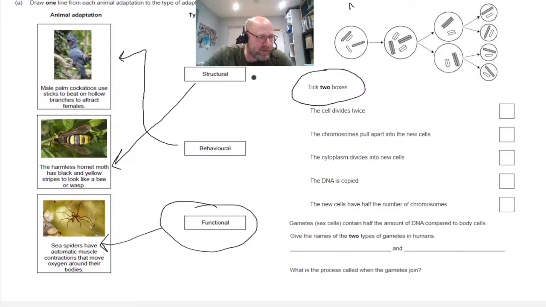What do you reckon for meiosis? Cell divides twice. Yeah. Tick 2 boxes. The cell divides twice. What else? Yeah, the new cells have half the number of chromosomes. Well done, yeah. Give the names of 2 gametes. Sex cells, give the names of the 2 gametes. Easy peasy.